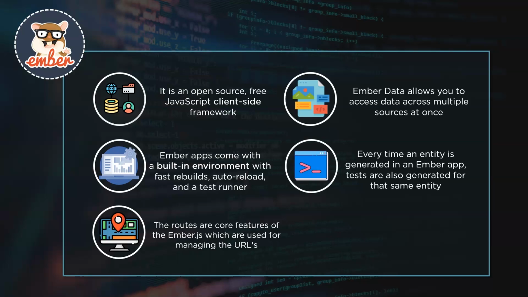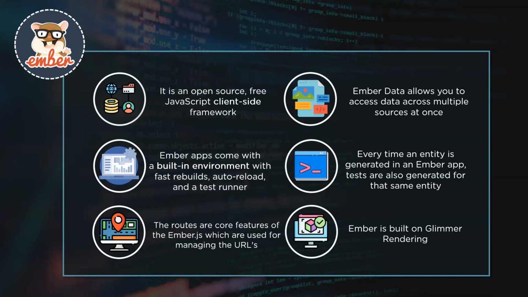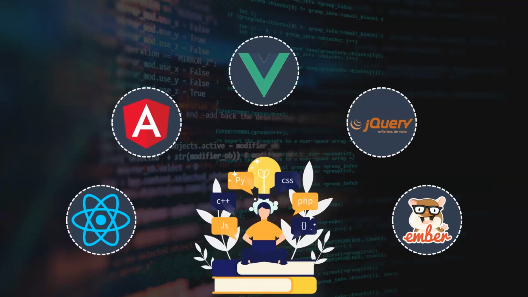Ember apps support 3 levels of testing that are handy for testing everything from individual components to acceptance tests that can boot your whole application and interact with it to verify everything is working correctly. Ember is built on Glimmer rendering, which is one of the fastest rendering technologies in the market today. So these were some of the features of the front-end frameworks used for web development.